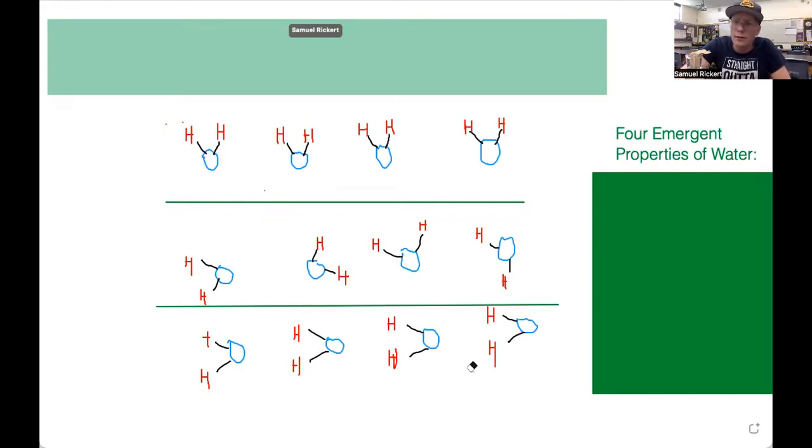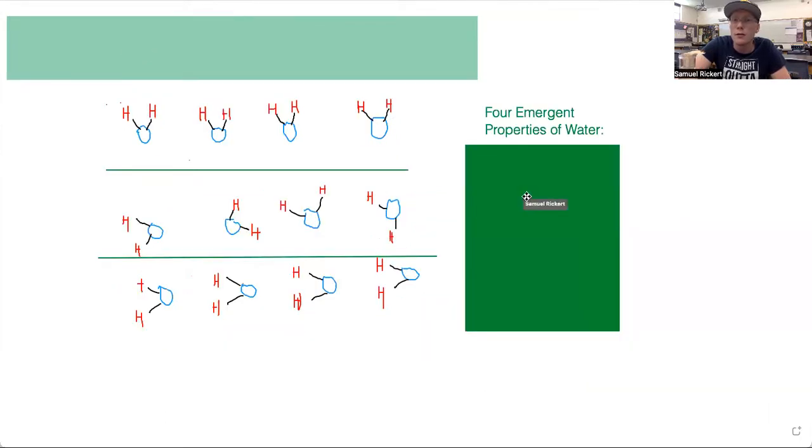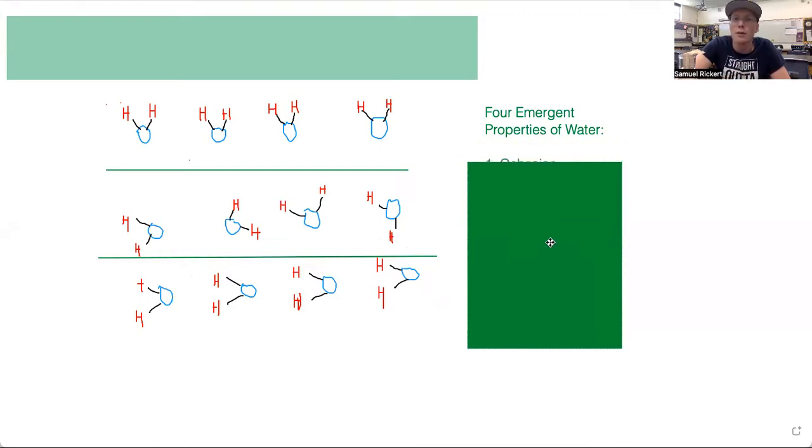So all this leads to some very interesting emergent properties of water. So let's get into what this actually means, why this matters. In terms of biology, the unique polarity of water leads to 4, and 2 of these are linked. So in the textbook, it says 4. I'm going to give you 5 emergent properties of water.